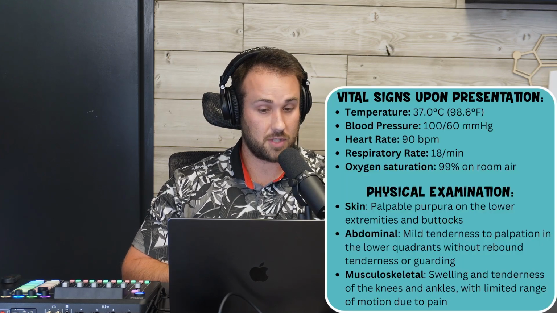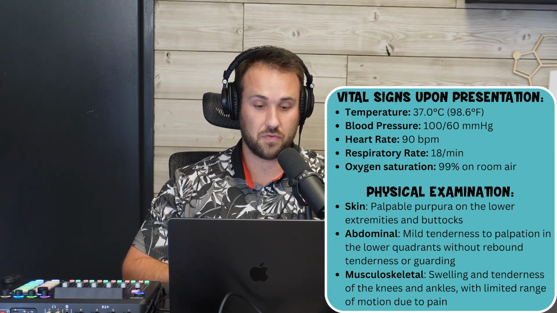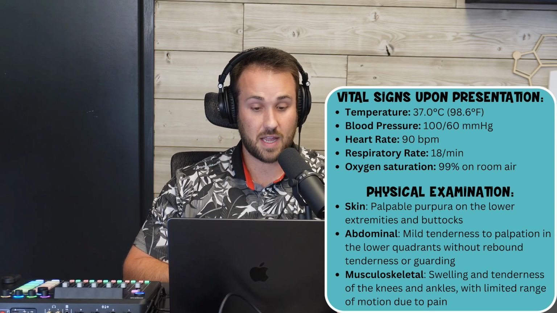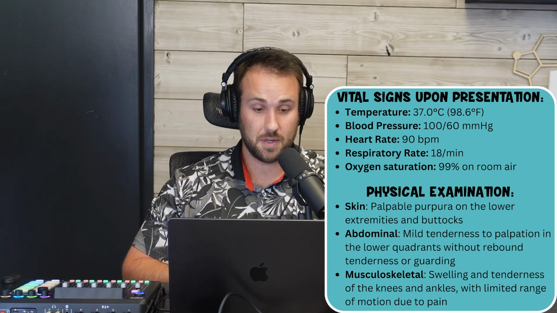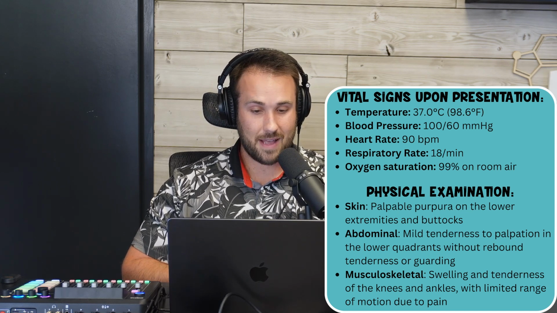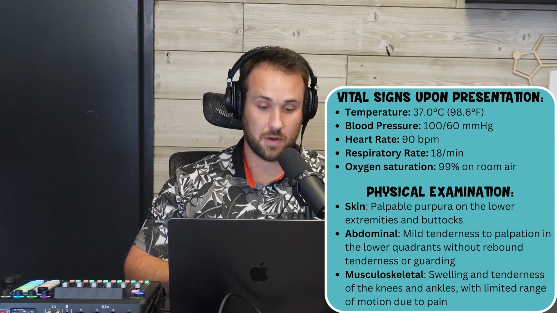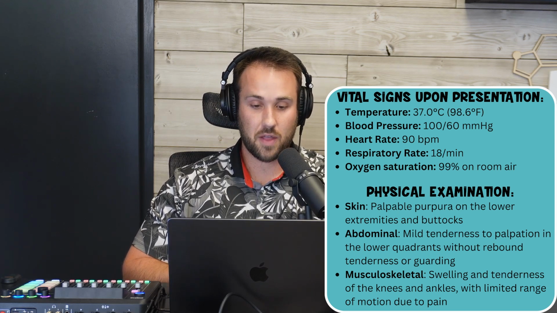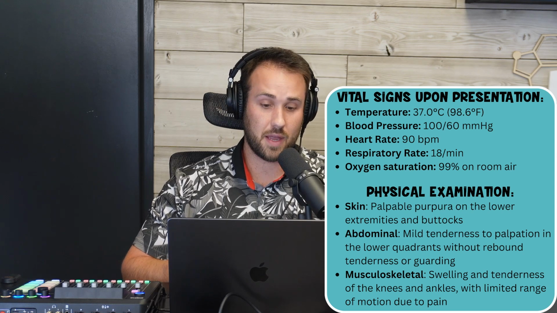Vitals, we have a temperature of 37 Celsius, so normal. Blood pressure is 100 over 60. Heart rate is 90. Respirations are 18 per minute. And SpO2 is 99% on room air. For his physical, his skin, there is palpable purpura on the lower extremities and buttocks. Abdominal, mild tenderness to palpation in the lower quadrants. No rebound tenderness or guarding. MSK, swelling and tenderness of the knees and ankles with limited range of motion due to pain.